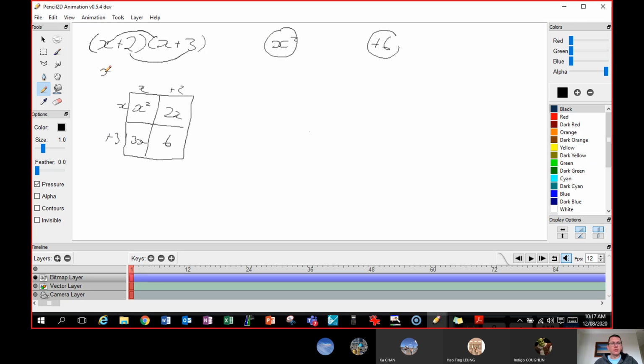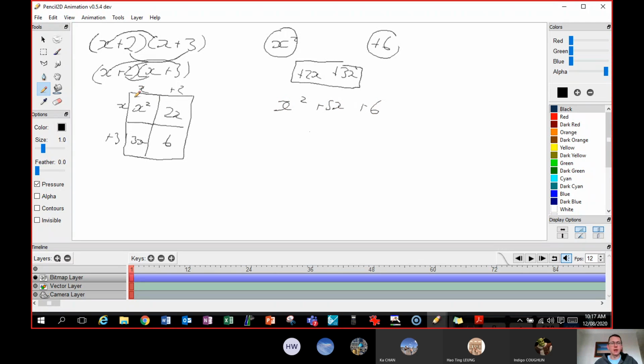Okay. When we go to multiply out the other two that we haven't yet, which would give us 2x, and this one, not that one, and this one, plus 3x, that gives us two terms. So that will then turn into x squared plus 5x plus 6.